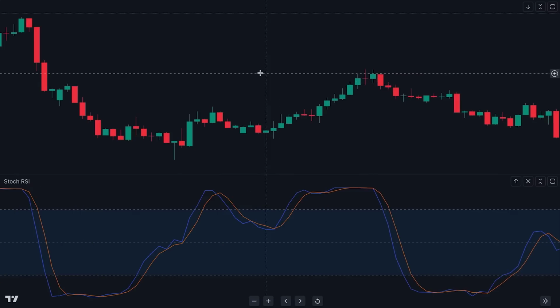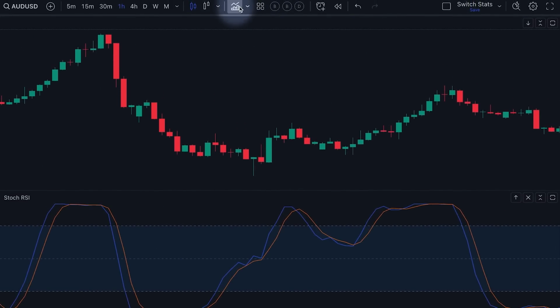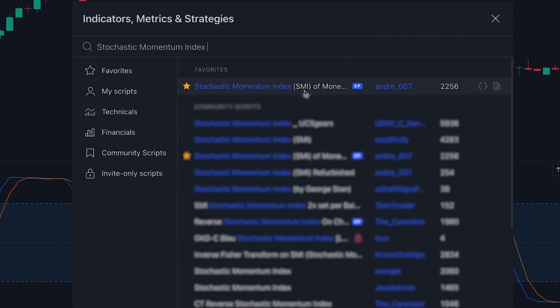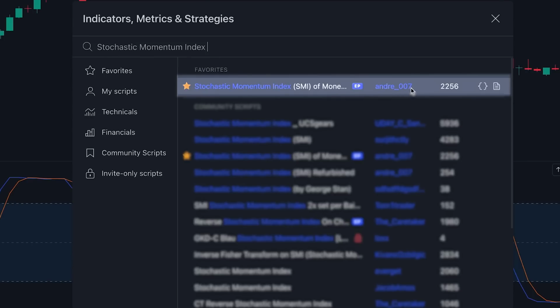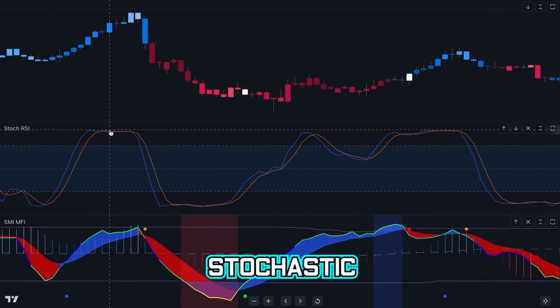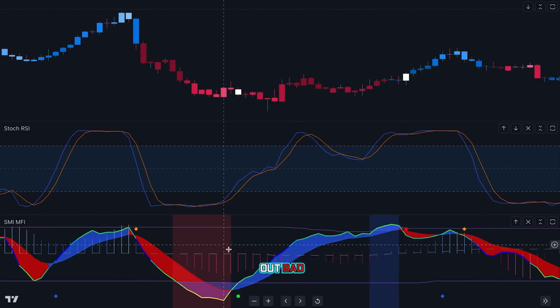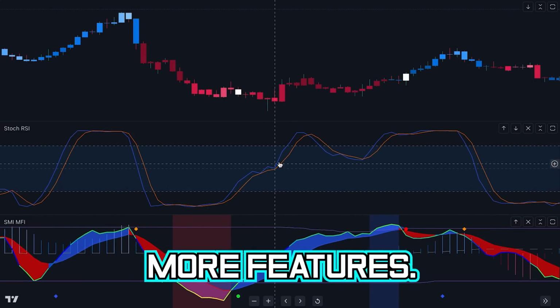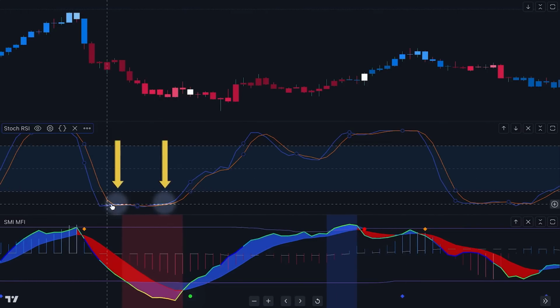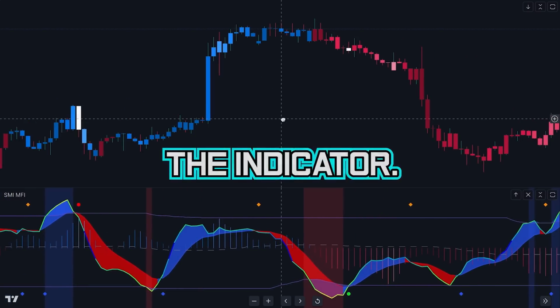Now let's add the updated version of the indicator and compare the signals. Click on the Indicators tab and search Stochastic Momentum Index, this one by Andre 007. Save it and add it to your chart. As you can see, when compared to the traditional stochastic RSI, the SMI does a far better job at filtering out bad signals and has a lot more features. Here we can see that the indicator was able to avoid a number of false signals. Let's quickly go over each aspect of the indicator.